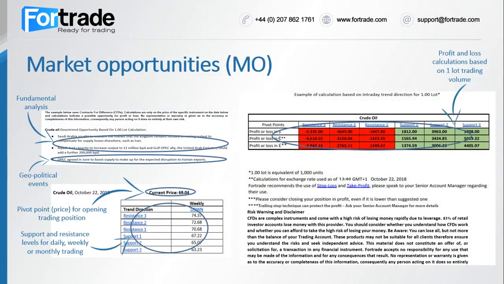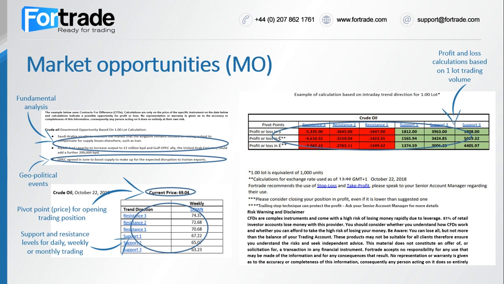So here's an example of a market opportunity. You can see fundamental analysis on what's going on with crude oil. You can see, for example, how Saudi Arabia says it will make up the shortfall of oil in the market due to Iranian sanctions. This could apply downward pressure to crude prices. As you can see, this is a downward opportunity over a weekly period.